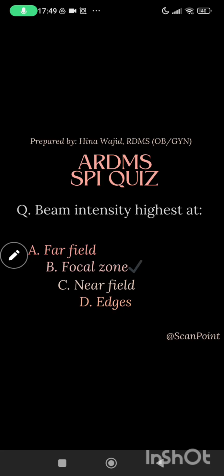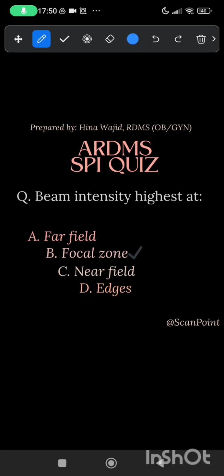Spatial intensity varies by area or space. Spatial peak is where it is maximum. So it is maximum at the focal zone. Spatial peak intensity is seen at the focal zone. How can we say that? Beam intensity is highest at the focal zone.